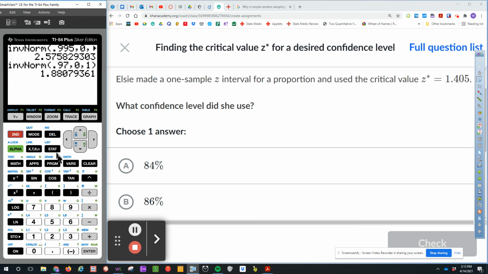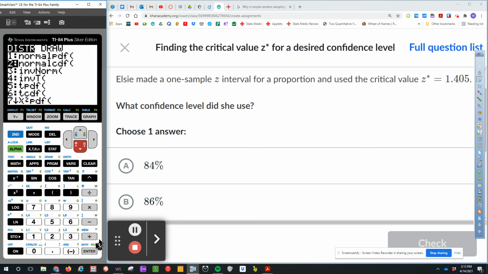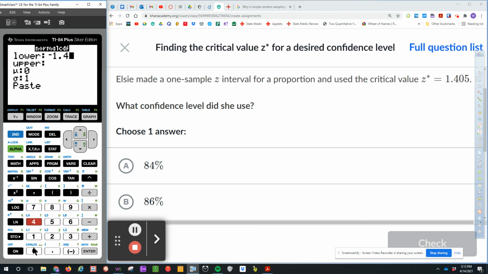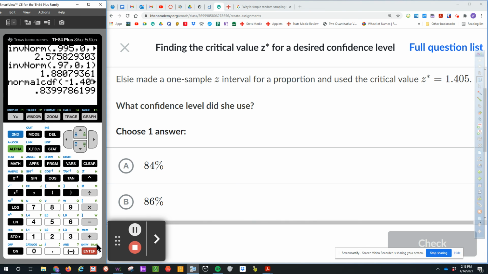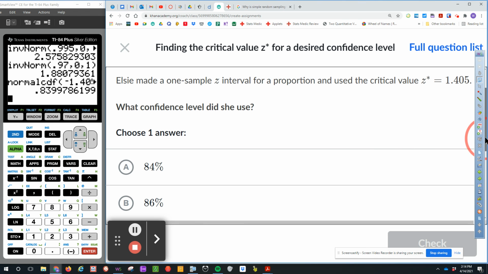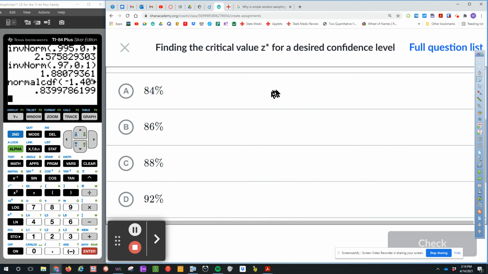So if you go to second vars, you go to number 2, lower bound is negative 1.405, and then upper bound will be 1.405, positive number. Mean is 0, standard deviation is 1. So it's about 84%.